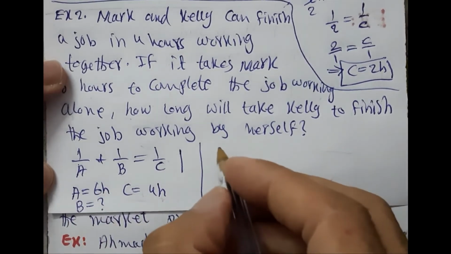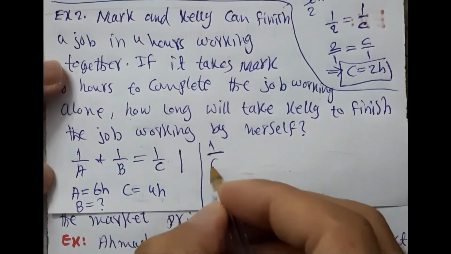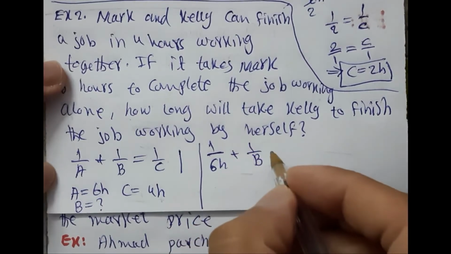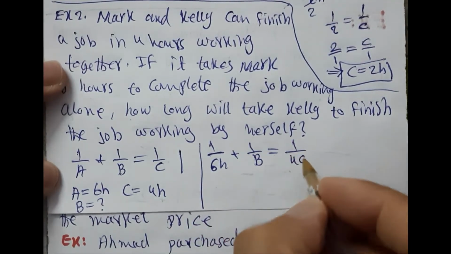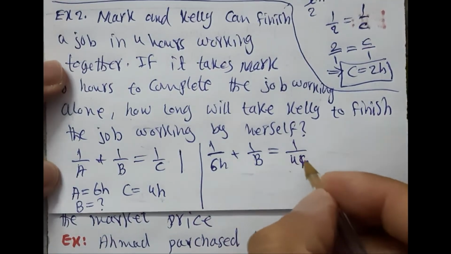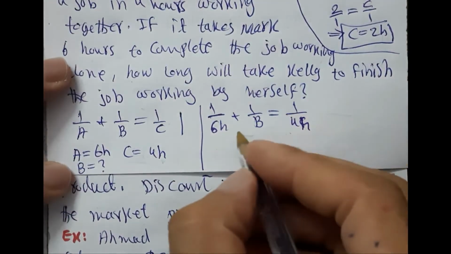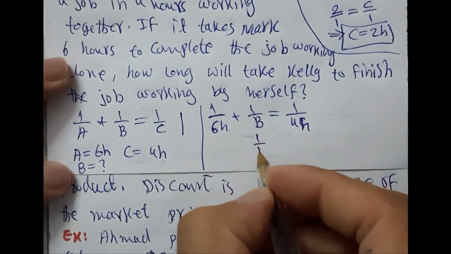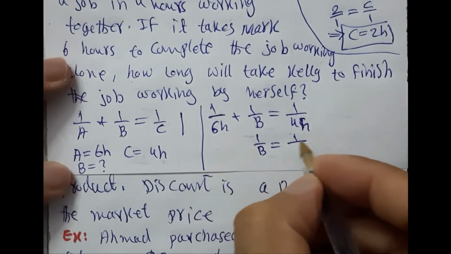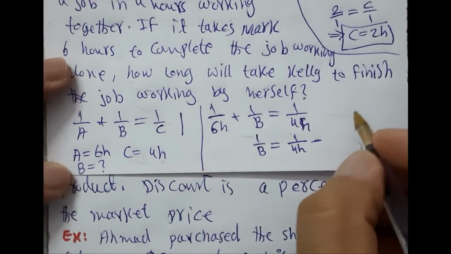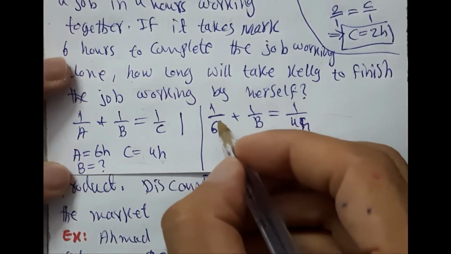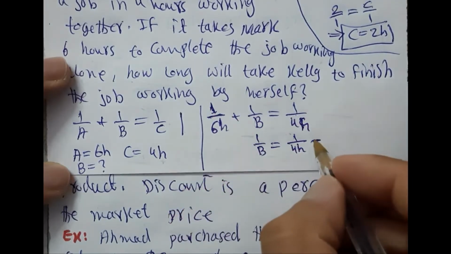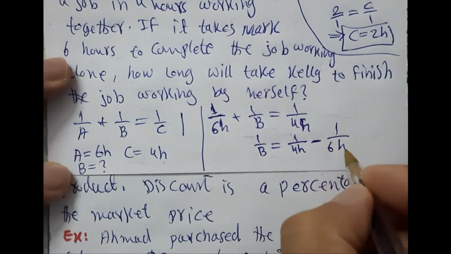Now we want to find B. 1 by 6 hours plus 1 by B is equal to 1 by 4 hours. Instead of C we can write 4 hours. Here B is unknown. So we write 1 by B is equal to 1 by 4 hours minus 1 by 6 hours. We carry 1 by 6 hours to the right side.